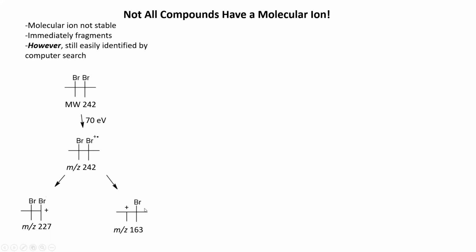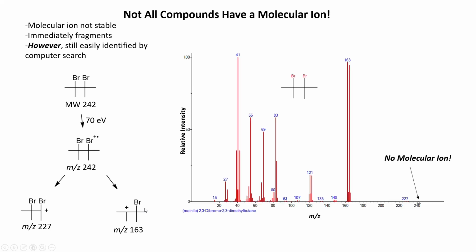However, it's still easily identified by a computer search. Here we have the EI mass spectrum of the compound. As we said, no molecular ions seen, but if you blew this up, you would see a good isotope pattern for the loss of the methyl group. And here is the 163 ion where it loses the bromine group. So to say again, it's still easily identified by computer search and actually easily interpreted if you can determine what the molecular weight of the compound is.